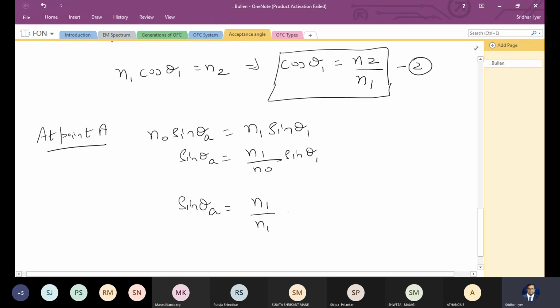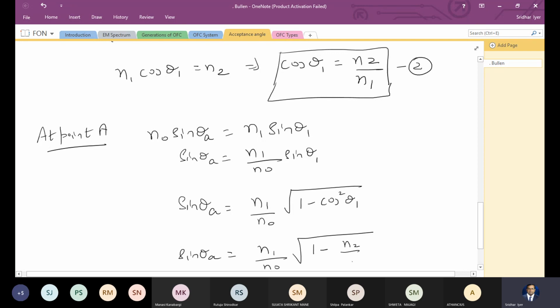Now I'll replace sine theta 1 in terms of cos, so it will be 1 minus cos square theta 1, right? And I already have the value of cos theta 1 in equation 2, so I'm going to substitute that. Therefore you have sine theta a as n1 by n naught square root of 1 minus, now cos theta 1 is n2 by n1, so you'll have n2 by n1 the whole square.